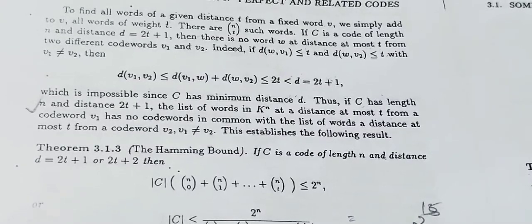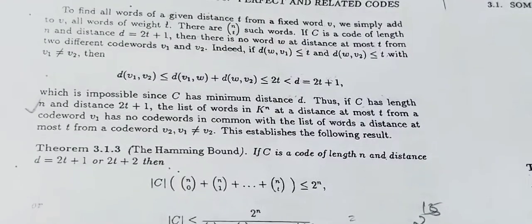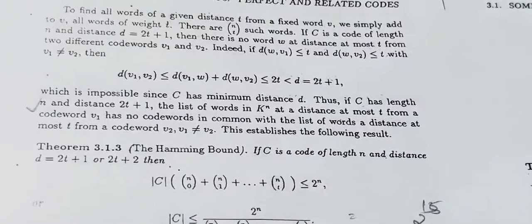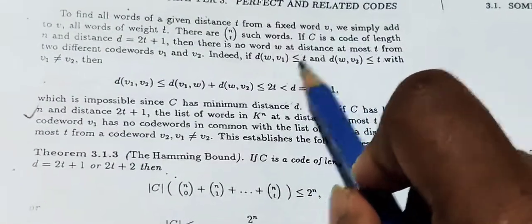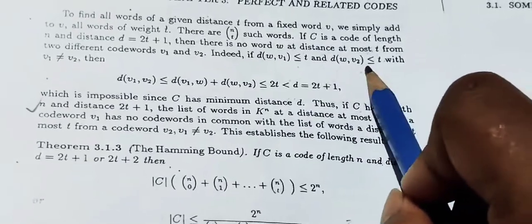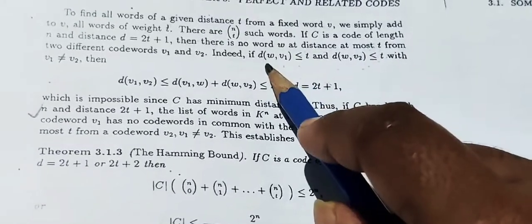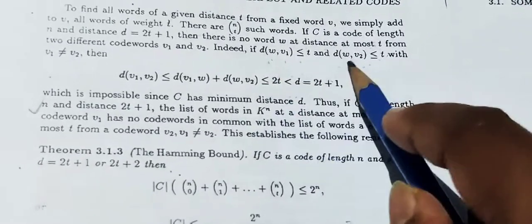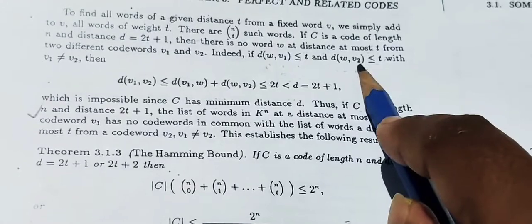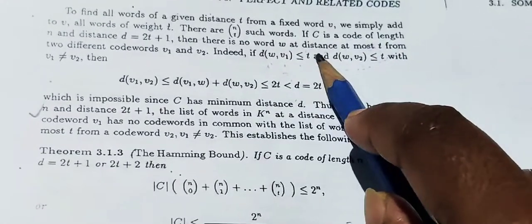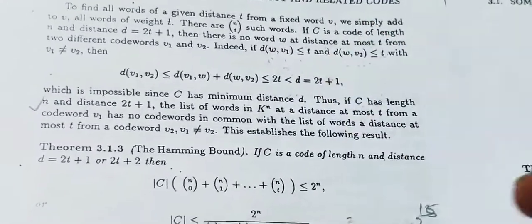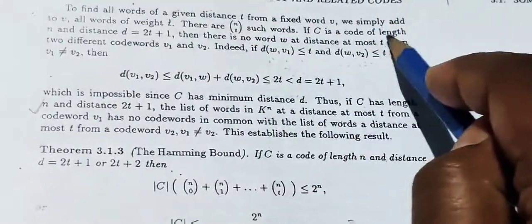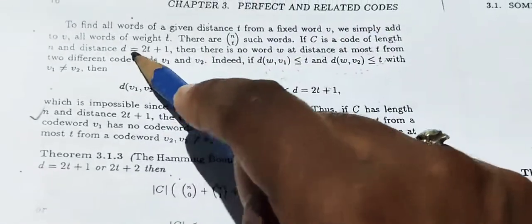W is closer to V1 and W is also closer to V2. That distance must be less than or equal to t. So that is d of W, V1 is less than or equal to t and distance of W with V2 is less than or equal to t. Clear? So W is closer to V1 and also closer to V2, so that their distance must be less than or equal to t. And we assume C is a code of length n and distance is 2t plus 1.